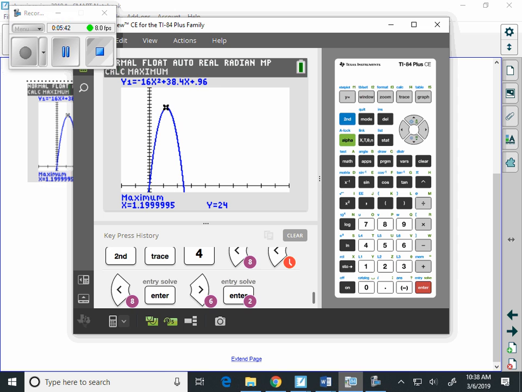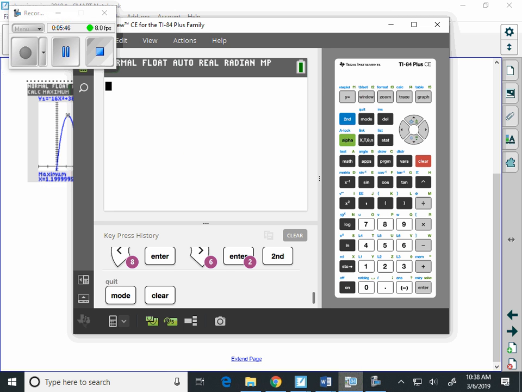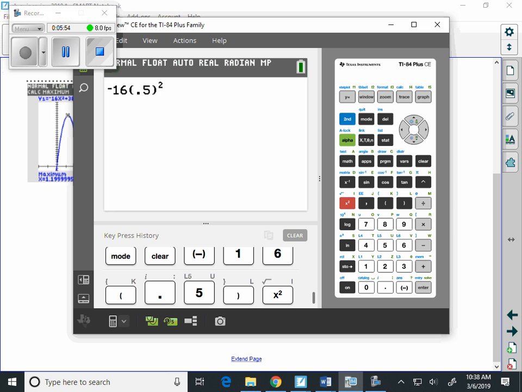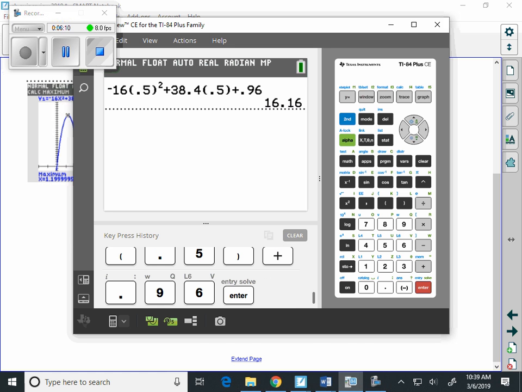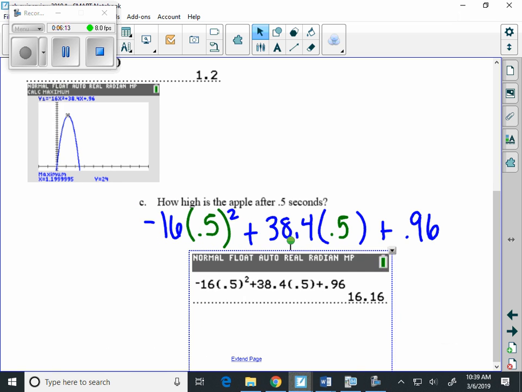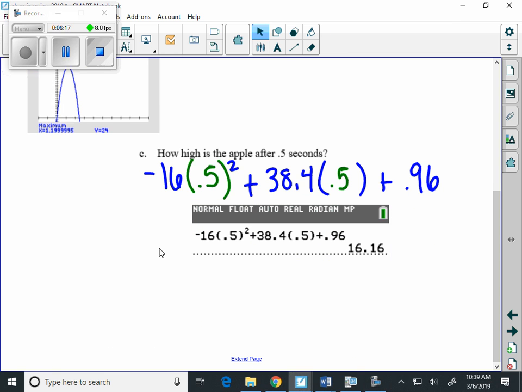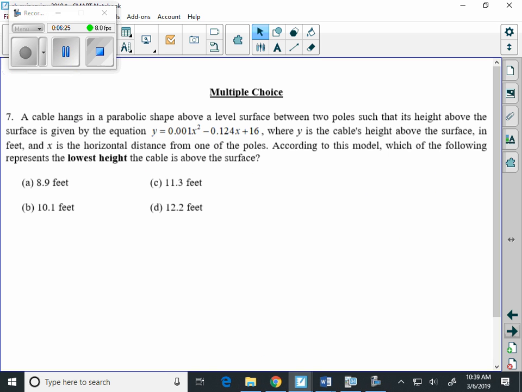Then we can go back to our calculator. Negative 16 times 0.5 squared plus 38.4 times 0.5 plus 0.96. And what we see is it looks like it's 16.16 feet. Again, hardest part for these is, can you get the picture? And when you can't get the picture, the nice part is you've got x equals the opposite of b over 2a.